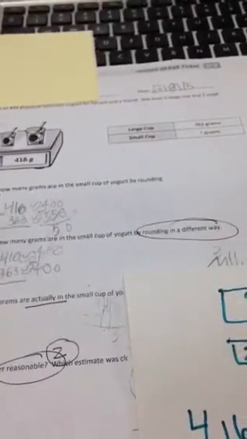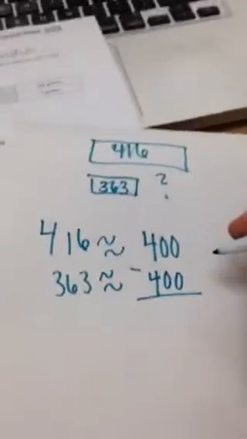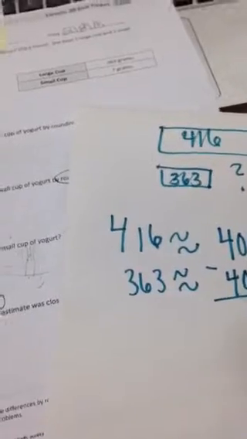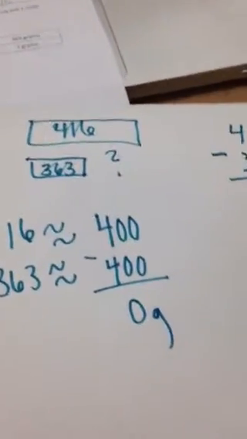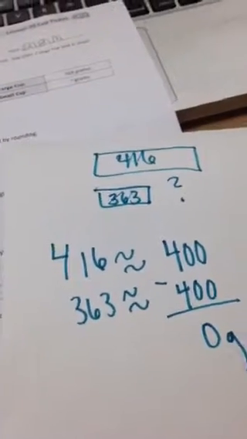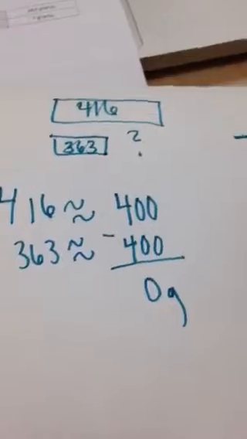And 363 rounded to the nearest 100 would be 400. And you're going to subtract those two. Oh boy, 400 minus 400 is 0 grams. So would that be a terribly accurate estimation? Probably not. Probably not the best way to round our numbers.